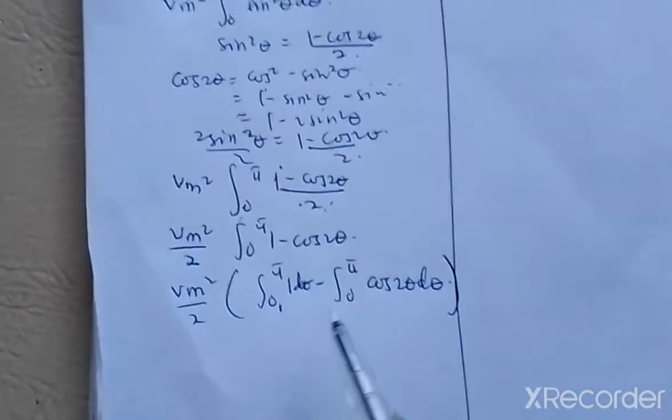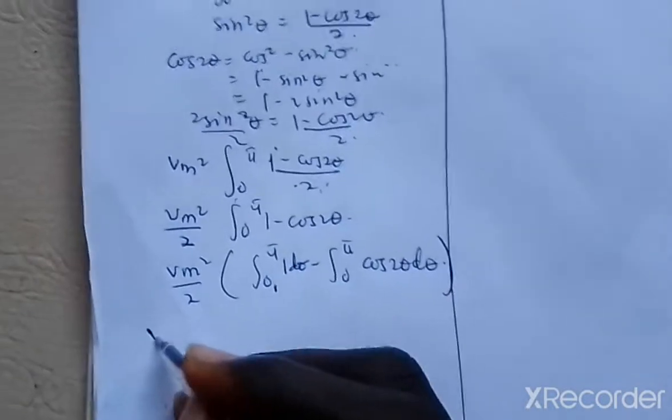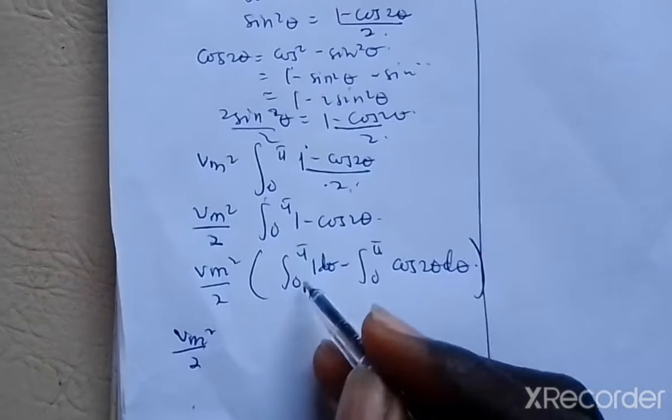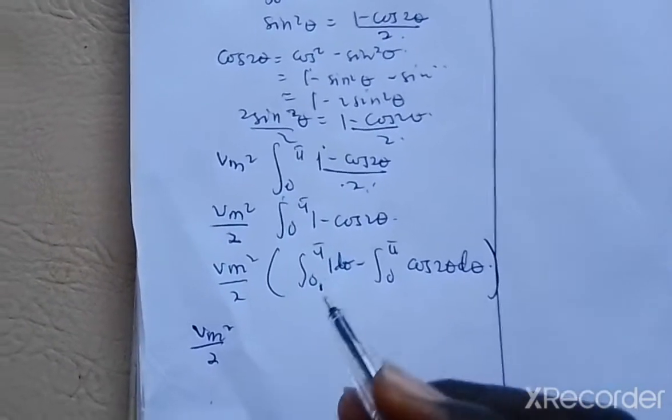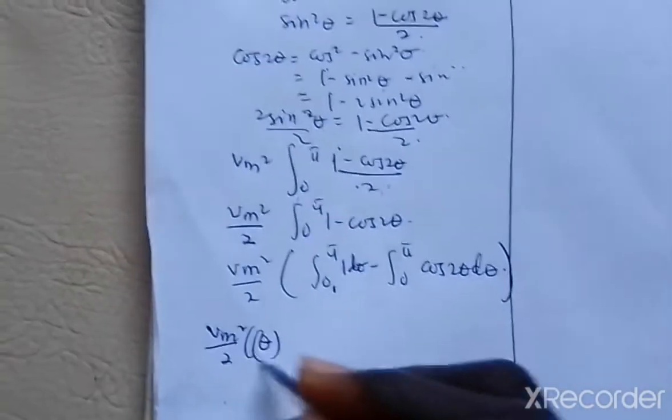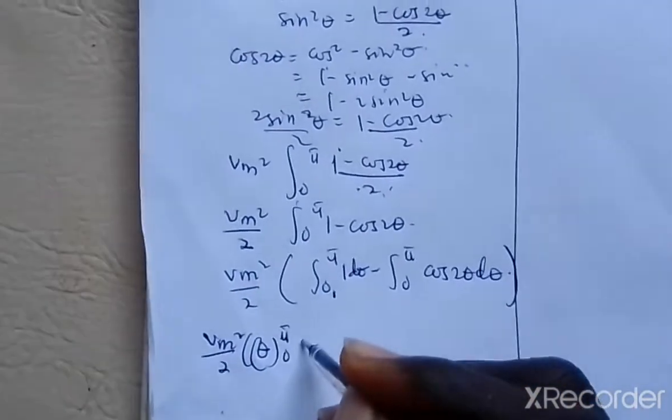So I've split them into two. From here, I'll do this one separately and this one separately. For this one, I'm going to get Vm squared all over 2. When I integrate 1 d theta, I'll get theta. So I'm going to get theta from 0 to pi, minus.